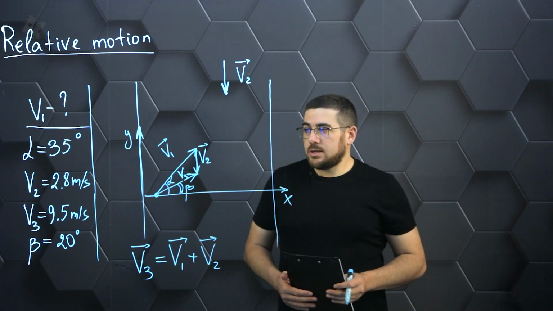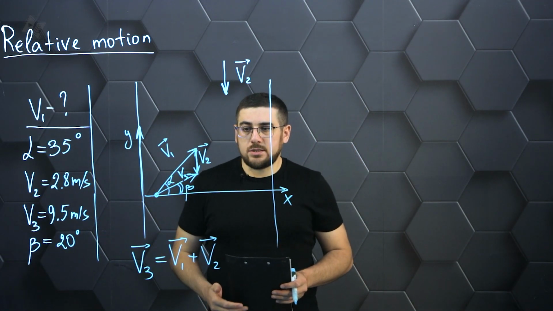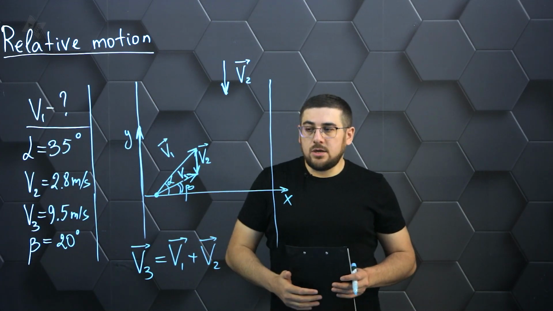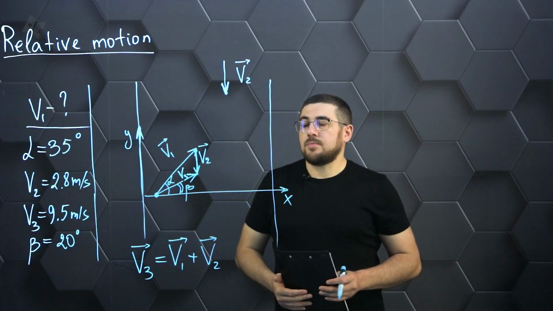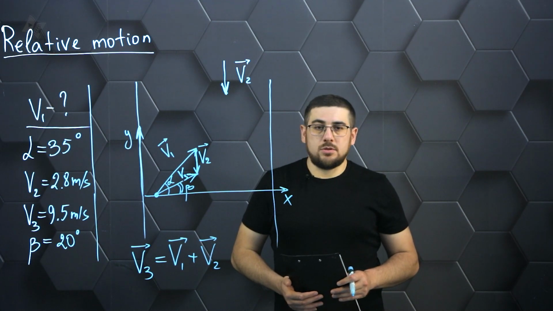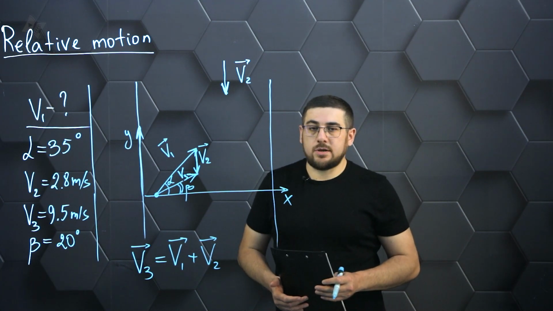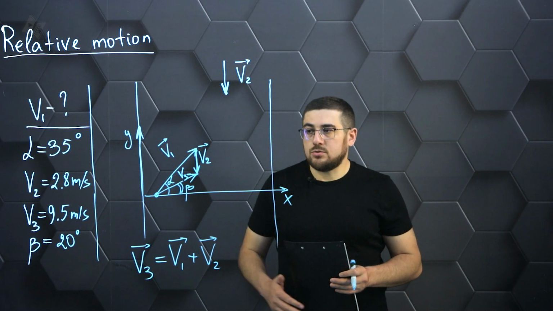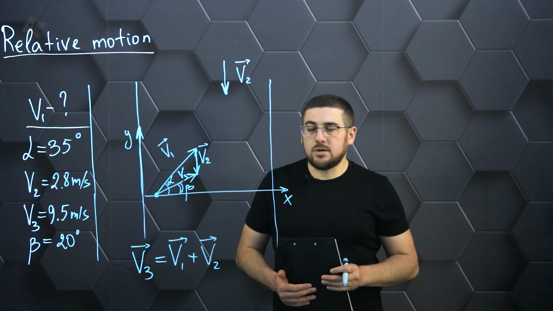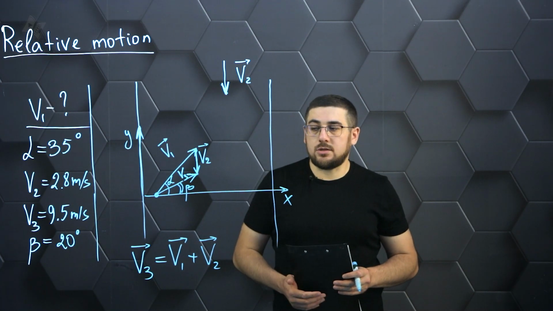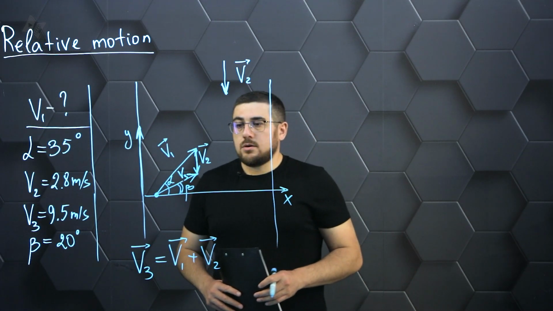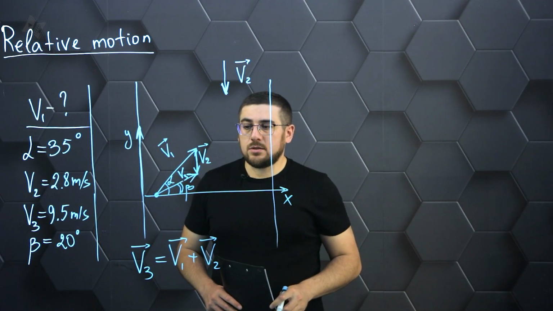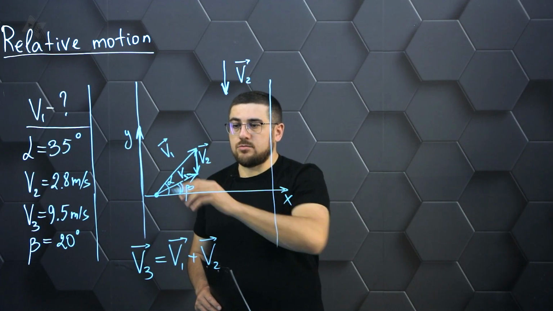If we look closely at the problem data, we see that we have a river velocity that is directed exactly along the y-axis in the opposite direction. And this gives us a little hint that we will most likely have to work with this axis. So let's pay attention to the y-axis and see how the components of each vector look like on this axis. So the projection or components of velocity v1 on the y-axis is the opposing cathetus in this triangle.